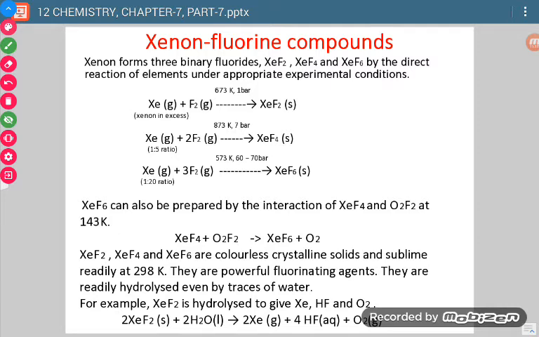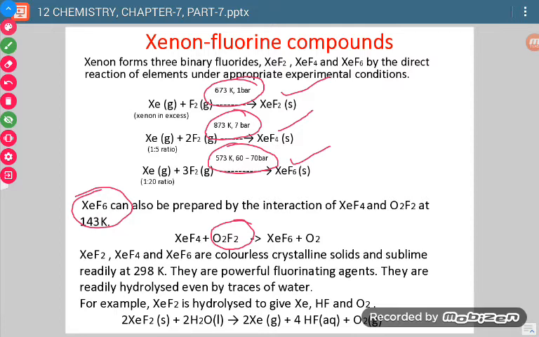Now let us discuss xenon fluorine compounds. When xenon and fluorine are mixed in different ratios at different conditions of temperature and pressure, they form difluorides, tetrafluorides and hexafluorides. There are a few more methods to prepare these compounds. For example, if you want to prepare XeF6, then by the combination of O2F2, dioxygen difluoride, and XeF4 we can make XeF6.